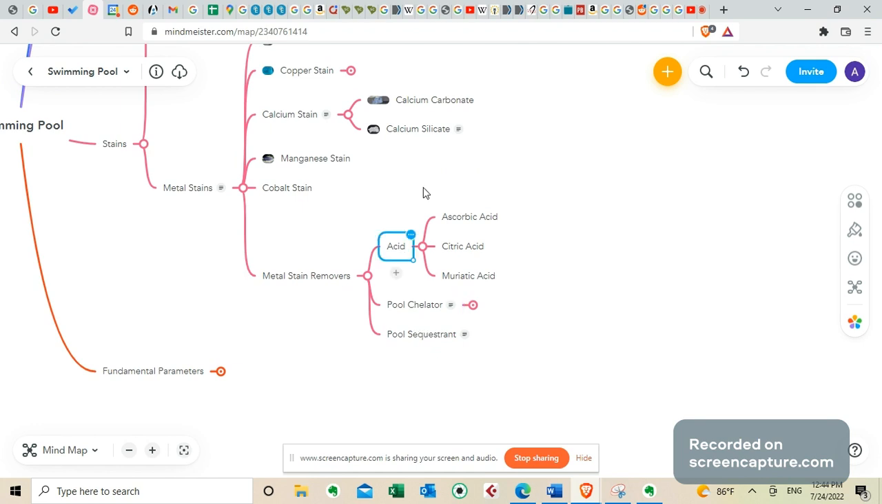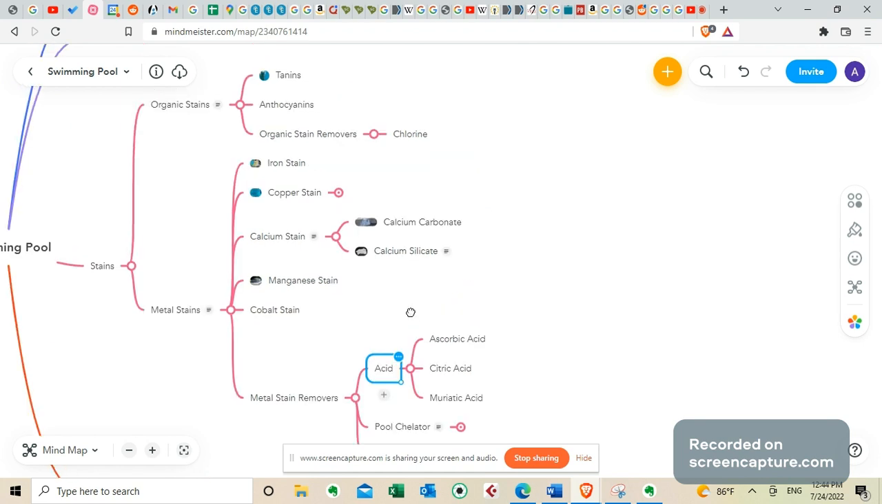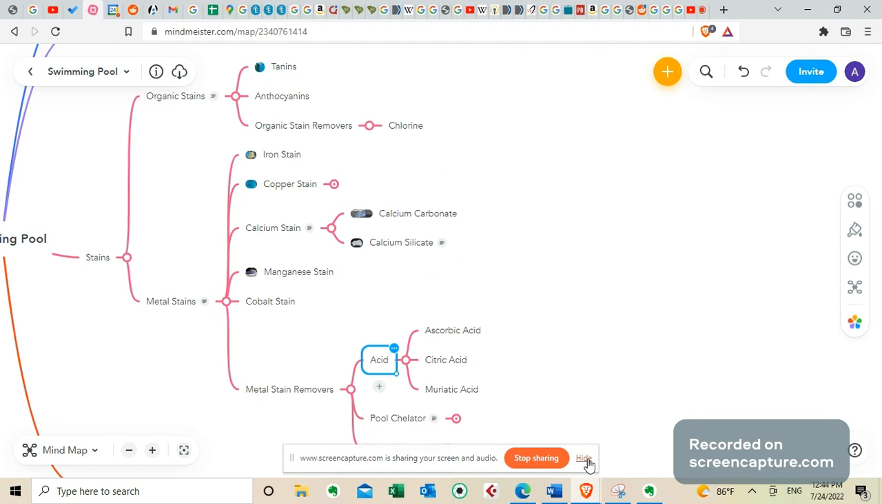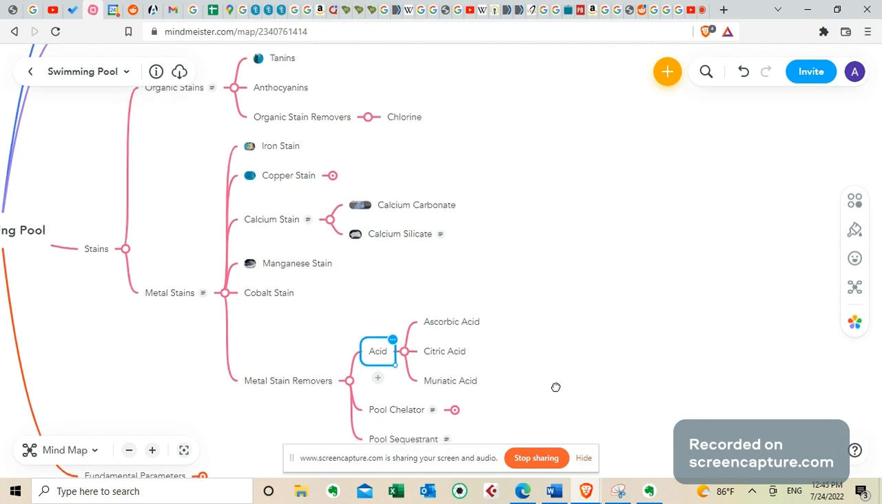So yeah, that's it in a nutshell, guys. We talked about the organic stains, metal stains, and different types of those and how to get rid of them.